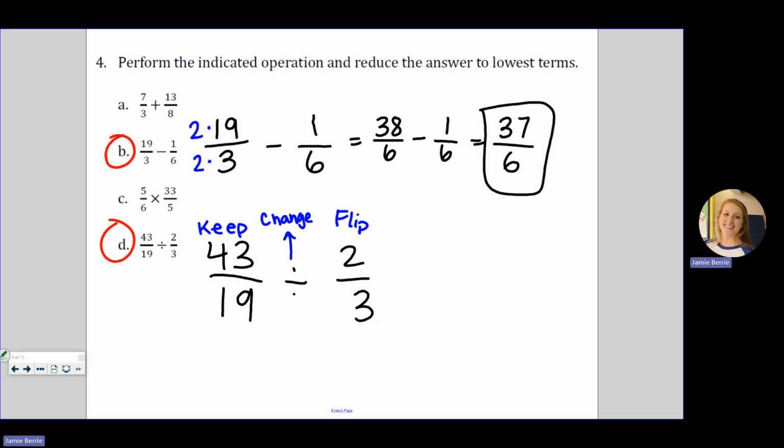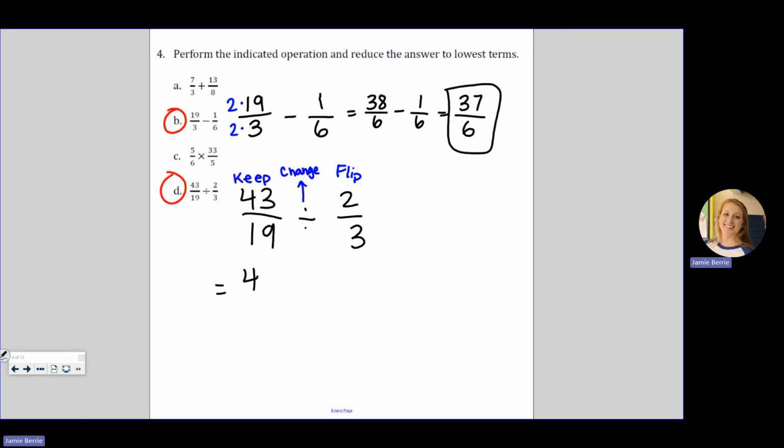Okay, so we're going to do this by hand. If you were doing it by hand, you would say, I'm going to keep that as 43 over 19. I'm going to change the operation to multiplication. And then I'm going to flip this fraction to be 3 over 2. Now this is just a multiplication problem. I can perform this normally. You could even do part of this by hand, part of it in the calculator, like convert it over into a multiplication problem and then plug it in the calculator. That might make it a little easier. So you're telling me you keep, change, flip, and putting the same exact thing if you divide?